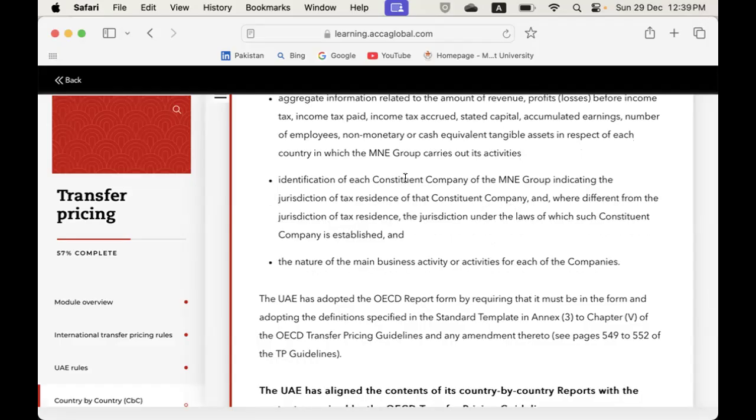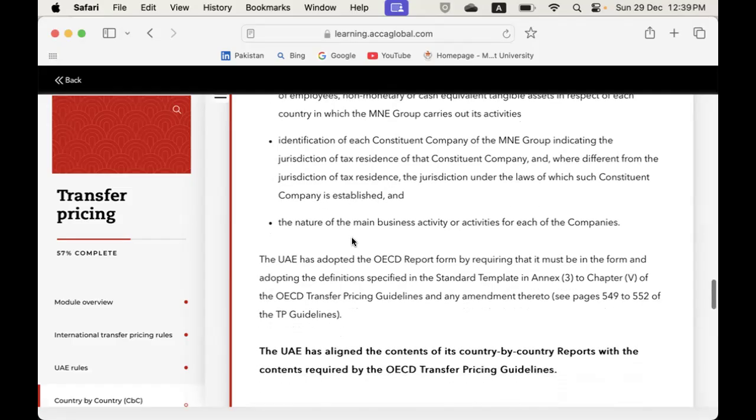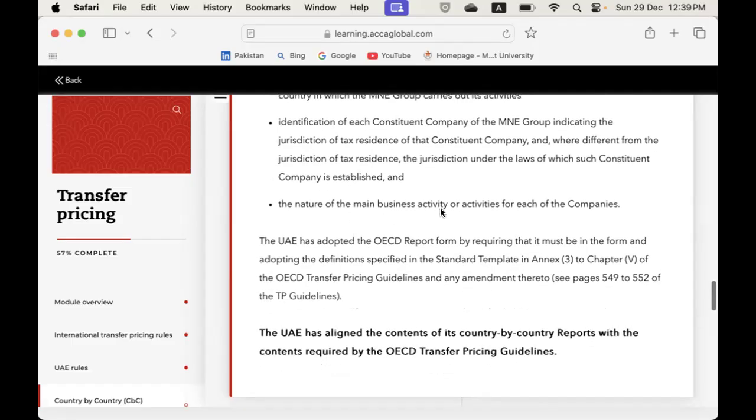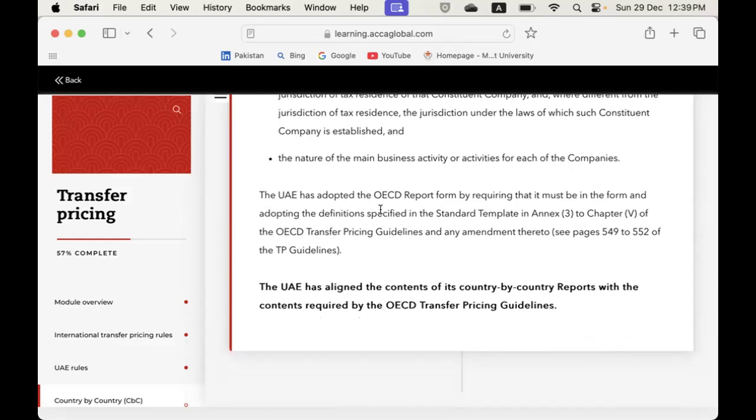So an MNE group will have multiple subsidiaries or companies that are part of it. They are known as the constituent companies, or sometimes constituent entities. And where different from the jurisdiction of tax residence, the jurisdiction under the laws of which such constituent company is established. And one more thing, the nature of the main business activity or activities for each of the companies. So it's a very comprehensive report, which has to be filed with the Ministry of Finance.